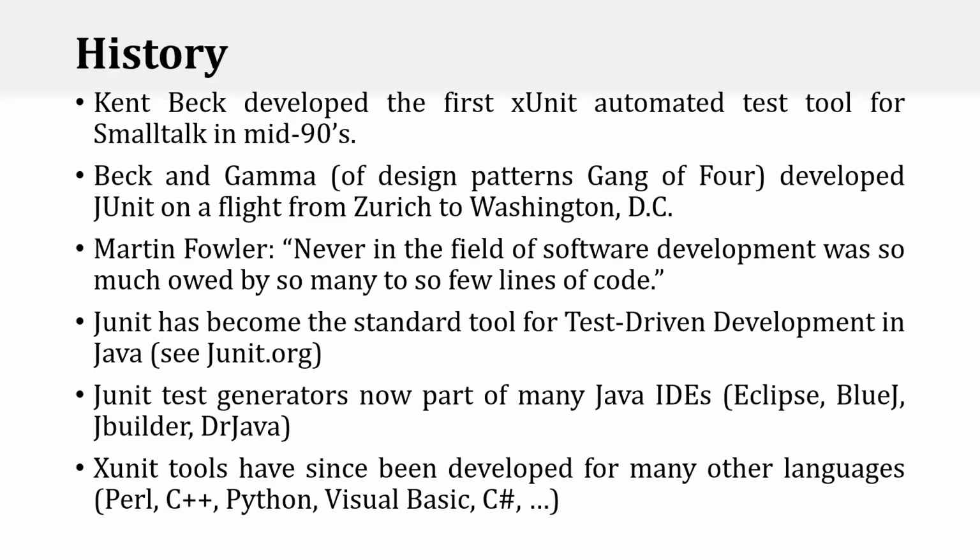It was founded by two persons, Beck and Gamma, in Washington DC. And it is open source. You can directly download it from junit.org. It will do all the test-driven development, and it can be used in any IDE like Eclipse, BlueJ, JBuilder, Dr. Java. All these are programming editors, which can be used with any programming language.